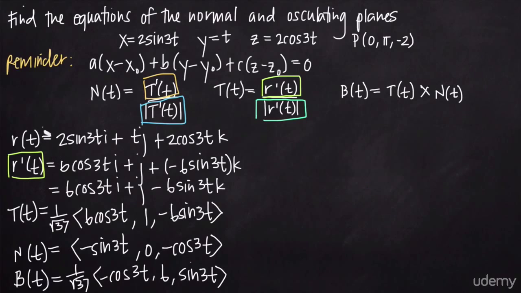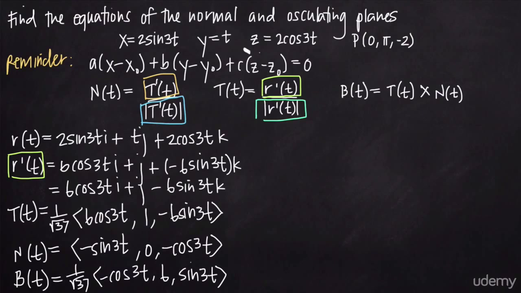Now that we have all of this information here, we're finally ready to start building the equations of our normal and osculating planes. What we need to do is evaluate the derivative r prime of t right here. We need to evaluate this at the value of t that corresponds to our coordinate point. We also need to evaluate the binormal vector, capital B of t, at the value of t that corresponds to our coordinate point. Well, we don't know which value of t corresponds to our coordinate point, but we can find it in a couple of ways. So we just need to solve for t.